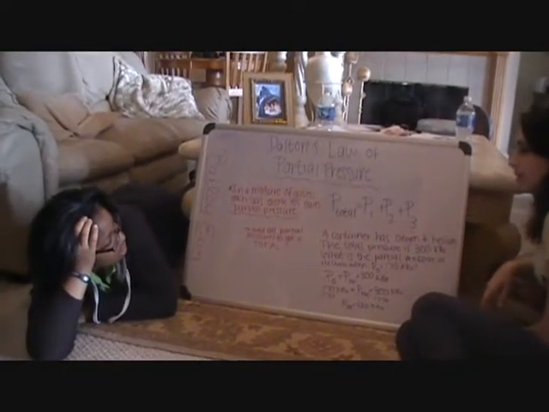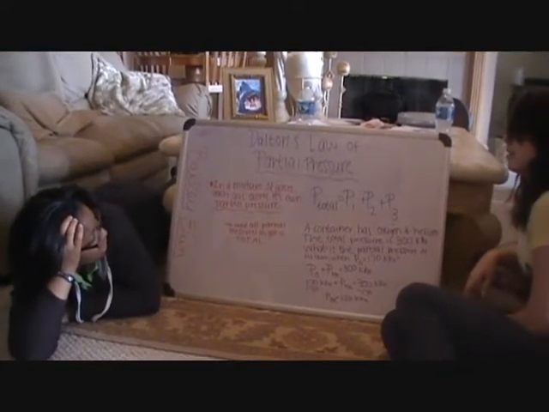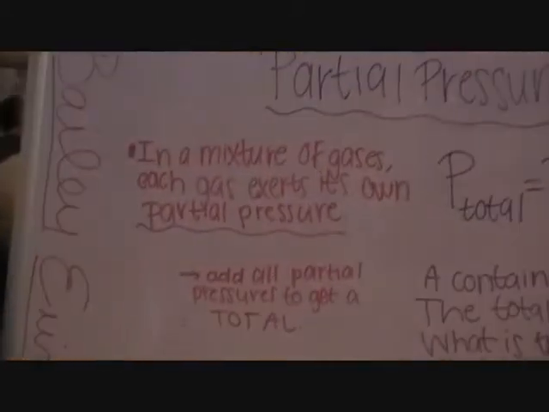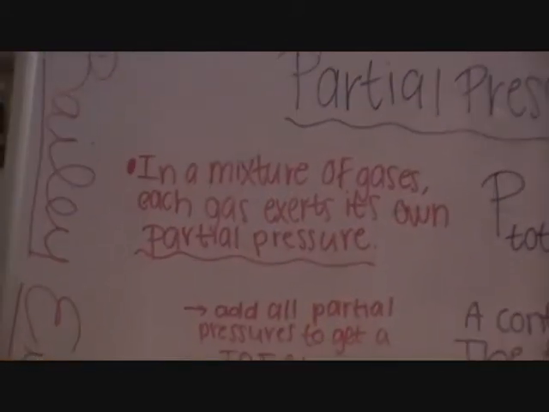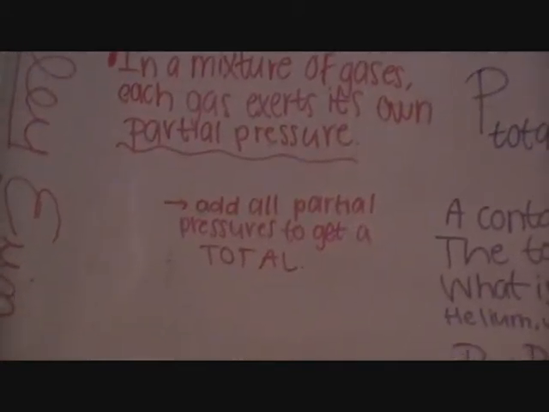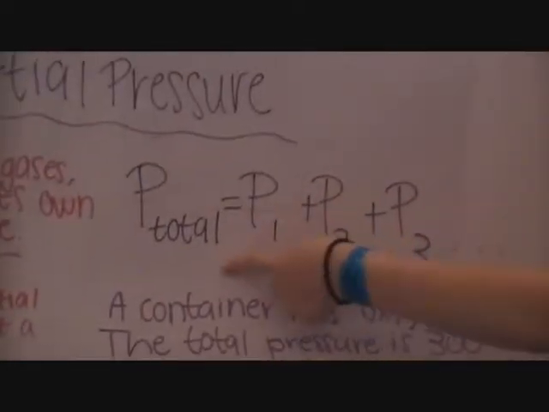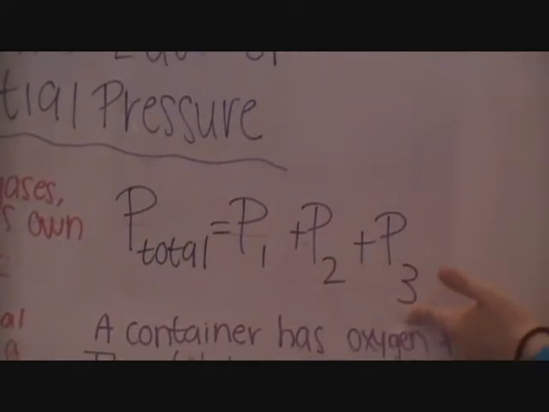This is Dalton's law of partial pressure. In a mixture of gases, each gas exerts its own partial pressure, and the partial pressures add up to get the total. So the equation for this is the total equals all the partial pressures added up.